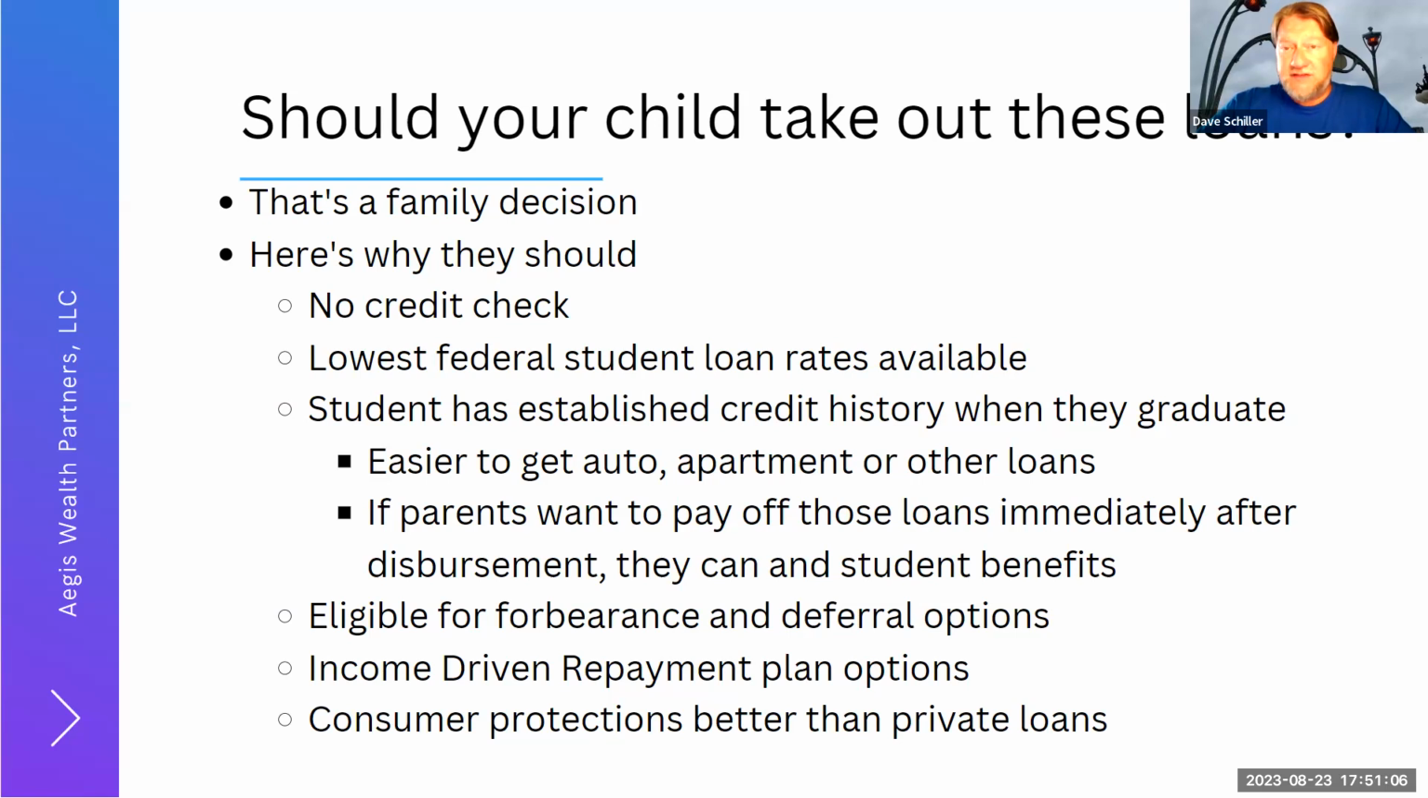As a federal student loan borrower, you're going to be eligible for forbearance and deferral options. Generally not the case if you have private student loans. You will have income-driven repayment plan options. Again, that is definitely not the case with private student loans. And you most certainly will have better consumer protection laws backing you up for federal student loans.